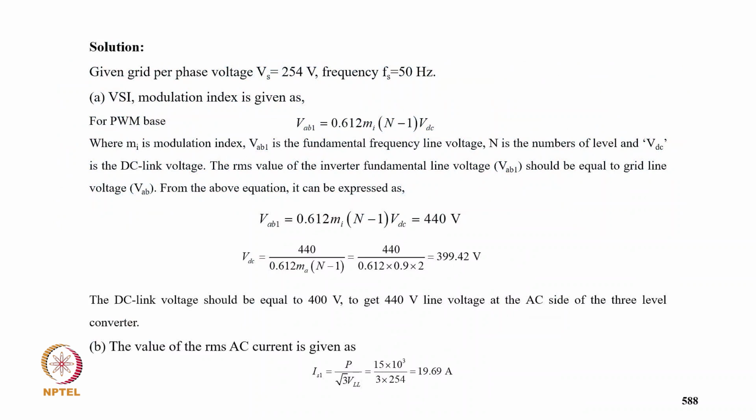So given a phase voltage here, VS equal to 230 volt, 50 hertz. So for VSC, modulation index VAB1 equals 0.612 MI VDC. So VAB1 comes to 440, VDC calculated is 399.42. So the DC link voltage will be 400 to get the 440 line voltage from the AC 3-level converter. The value of AC RMS IS1 equals P upon root 3 V. It comes to 19.69 ampere.